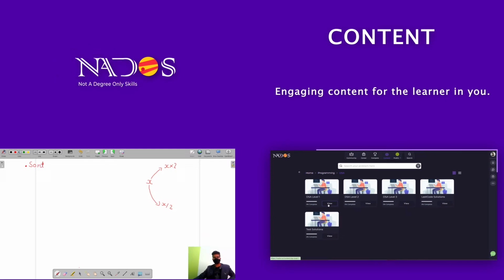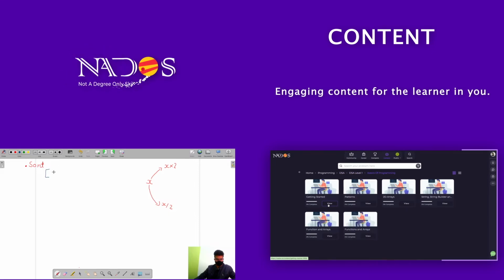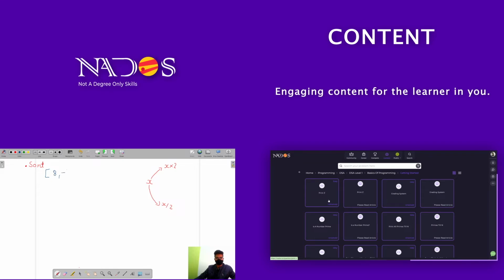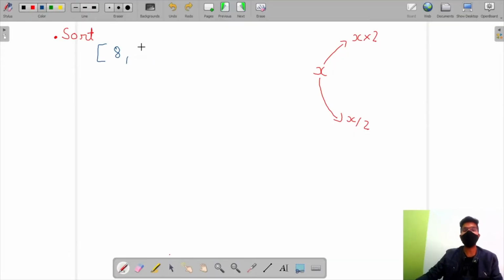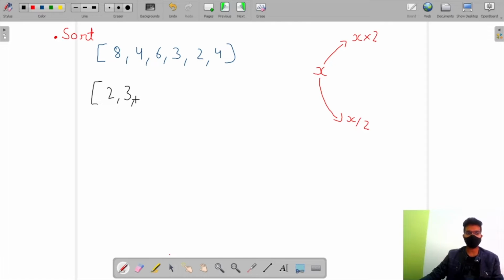Let's understand. So let's say we got an array that is 8, minus 4, or let's take positive elements for now, then we will talk about the negative point. So let's say we got 8, 4, 6, 3, and 2. So what we are going to do is sort our array. Let's see what our sorted array will look like: 2, 3, 4, 6 and 8.